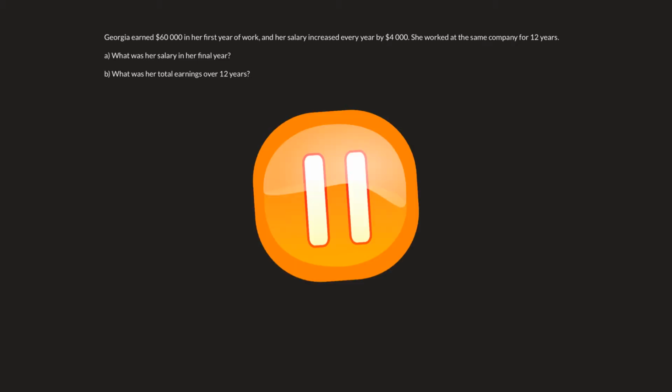So what I want you to do, pause the video here and attempt this problem. So think about, is it an arithmetic progression or a geometric progression to solve parts A and B?